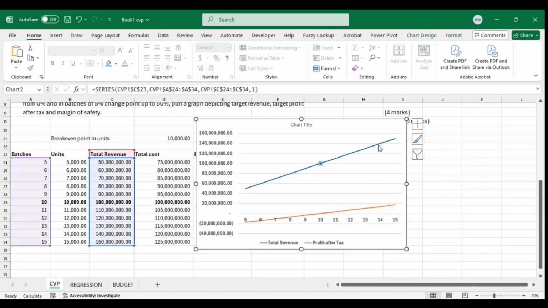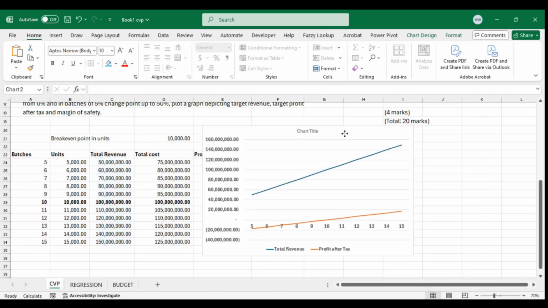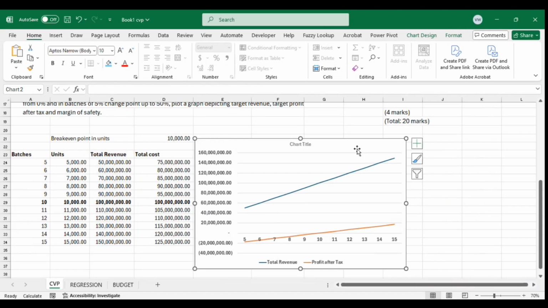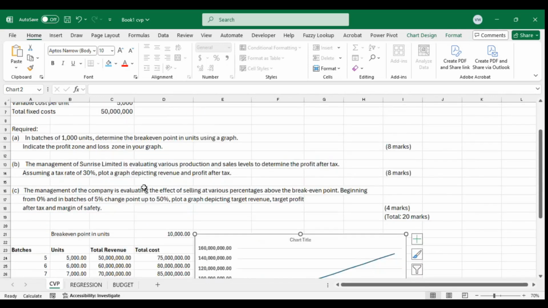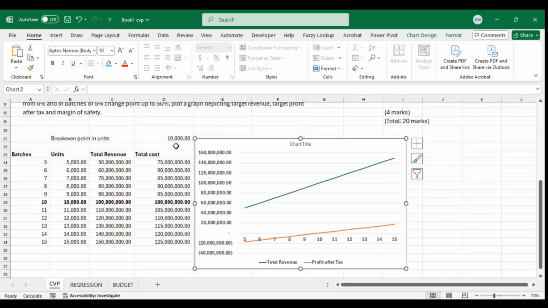So with the formatting, I've already shown you how to do the basic formatting. Once you've generated your charts, you can always now just make it visual. So that's it for part B of the question.